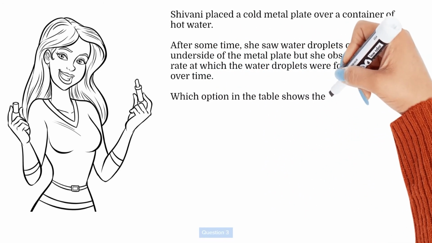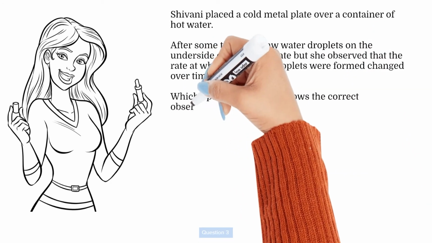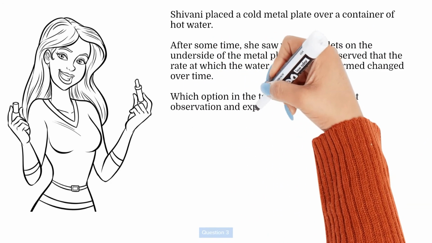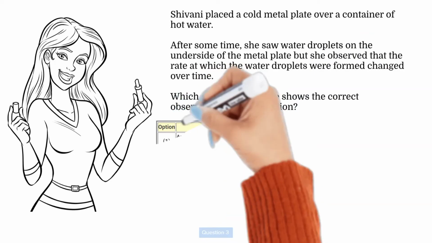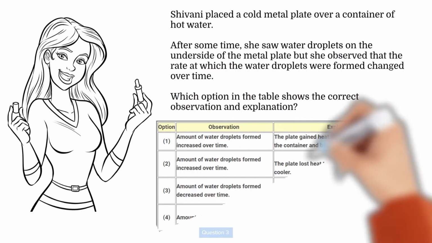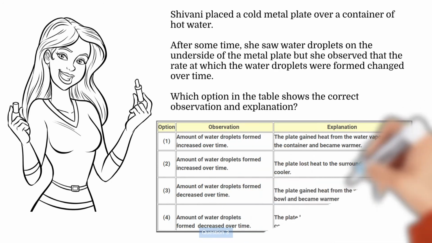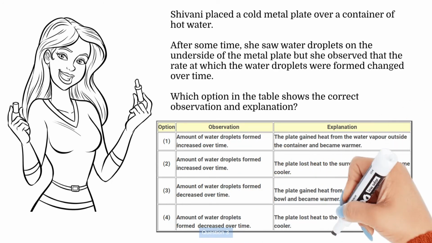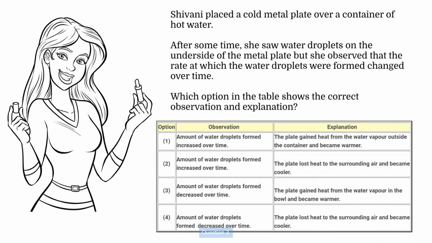Which option in the table shows the correct observation and explanation? Check for all the 4 options in the table below.